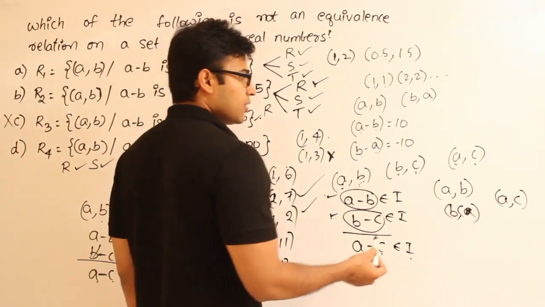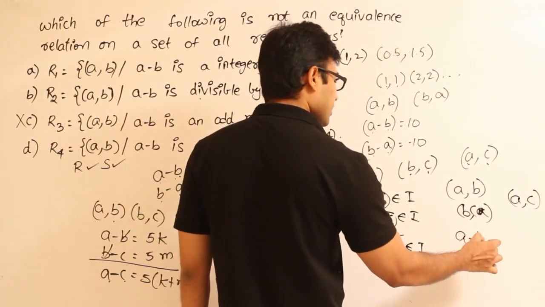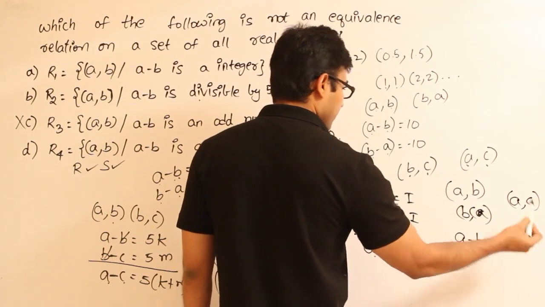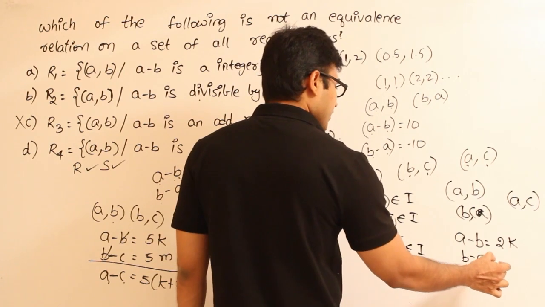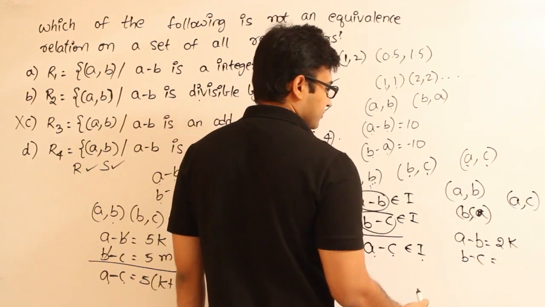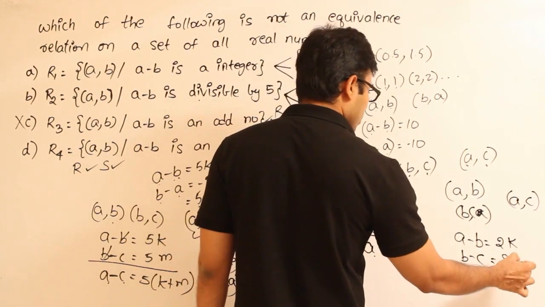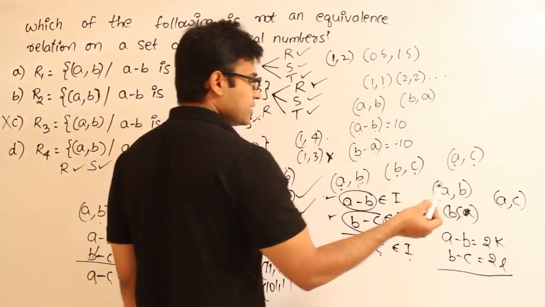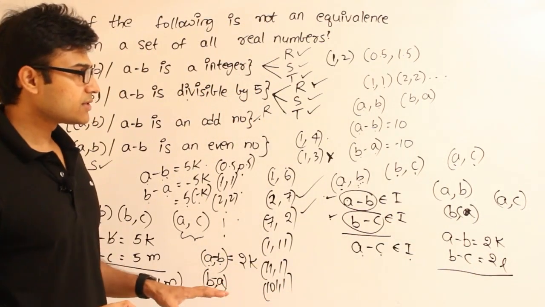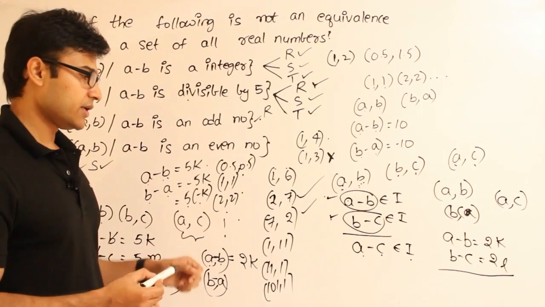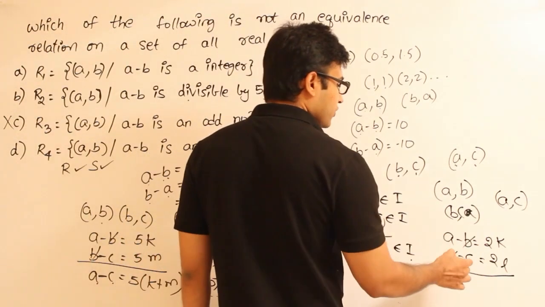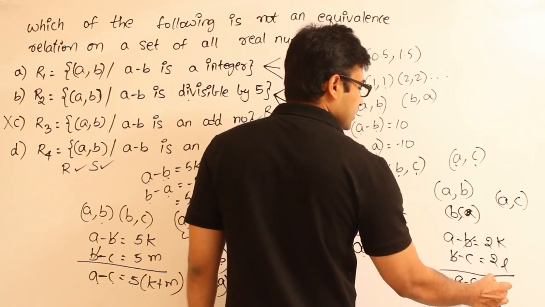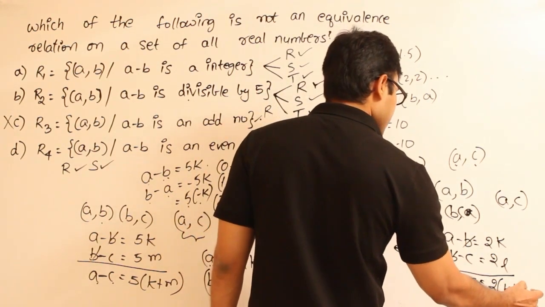Since a comma b belongs to R4, we can say that a minus b is equal to 2k, and since b comma c belongs to R4, we can say that b minus c is equal to 2l for some integers k and l. The reason is the difference is going to be an even number, that is why I am writing it as 2k and 2l. Now you add them both, then what do we get? a minus c is equal to 2 into k plus l.